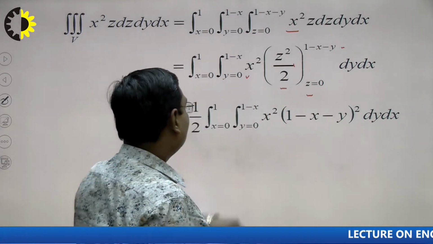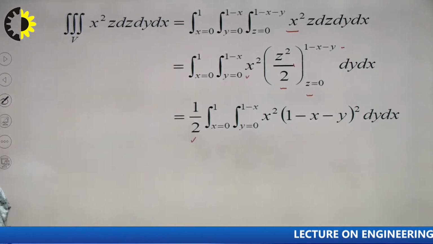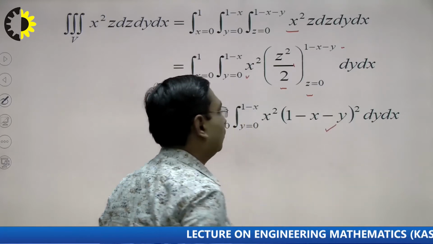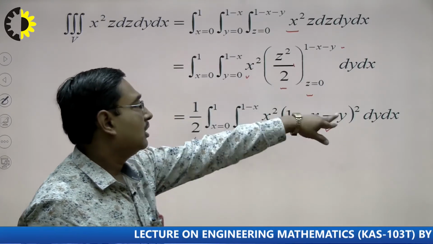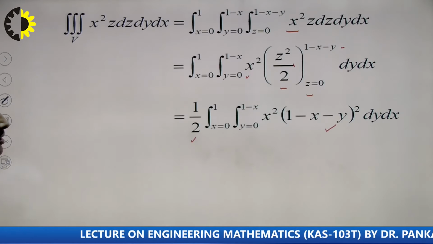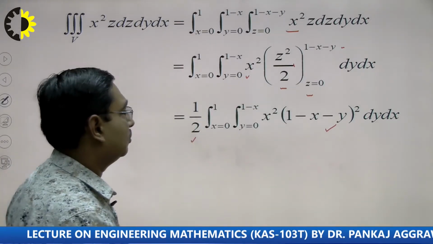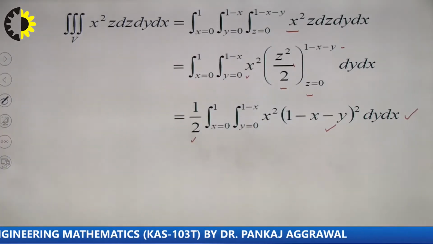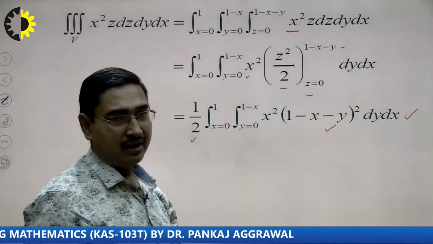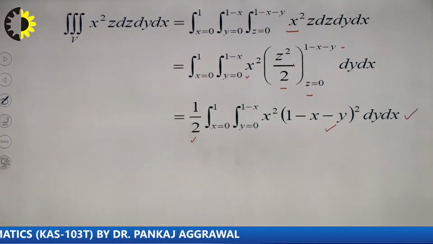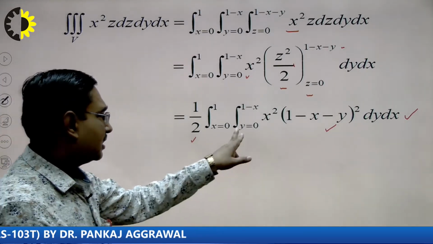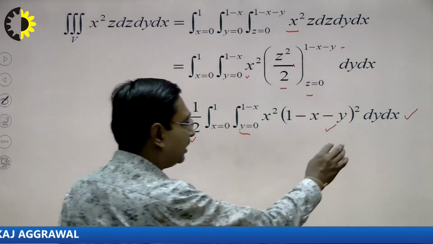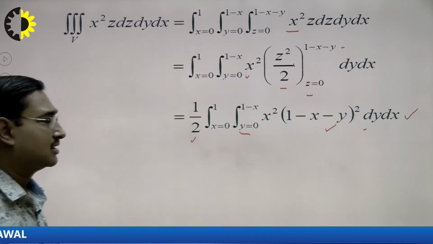this 1 upon 2 is constant, can be taken outside. This z is 1 minus x minus y from the upper limit. So, it will become 1 minus x minus y whole square. Substituting z equal to 0, it will be 0. So, I am left with this integral. Now, this is a double integral. It can be evaluated by the process of double integral, because now the limits occurring inside are limits for y. So, we shall integrate it with respect to y first.